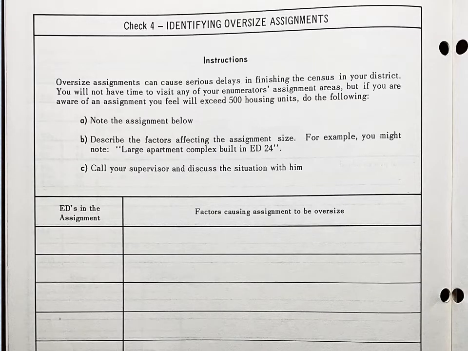Here's another part of that crew leader's responsibilities, identifying oversized assignments. Now that's important because the crew leader could find out that they misjudged the size of the enumeration district, and they needed to tell the supervisor that, and perhaps they would split it. And I have an interest in split EDs.